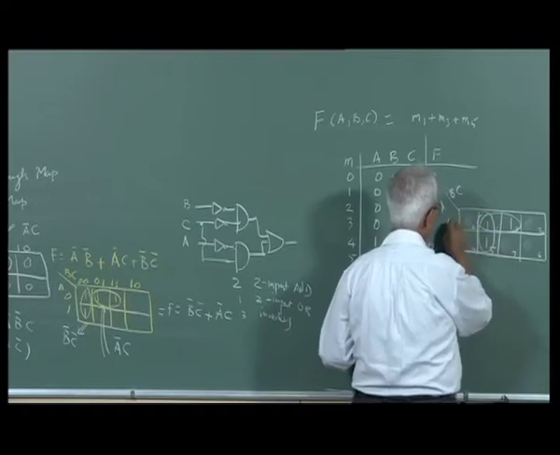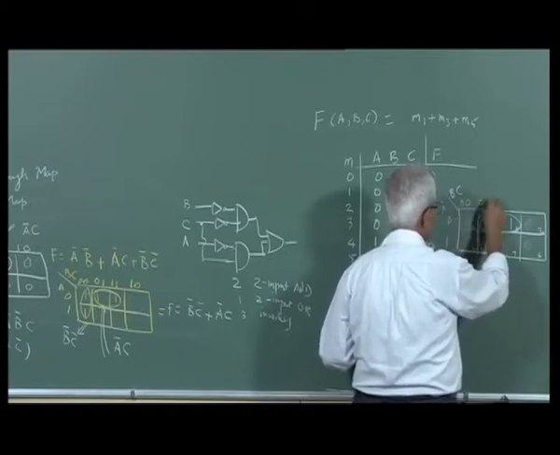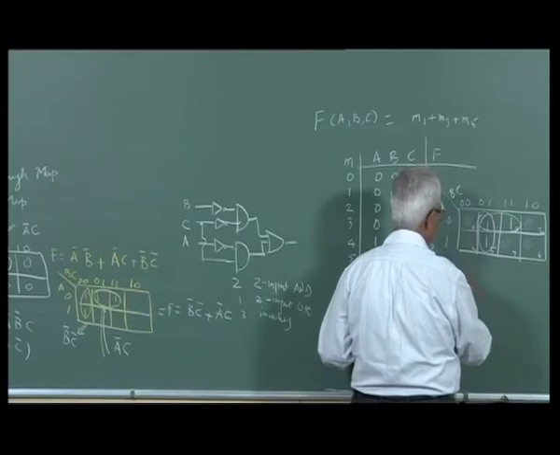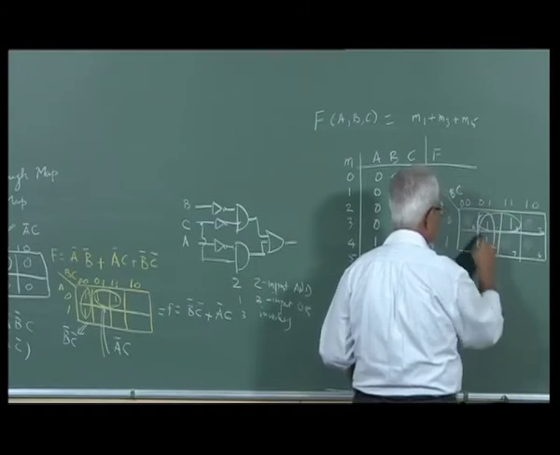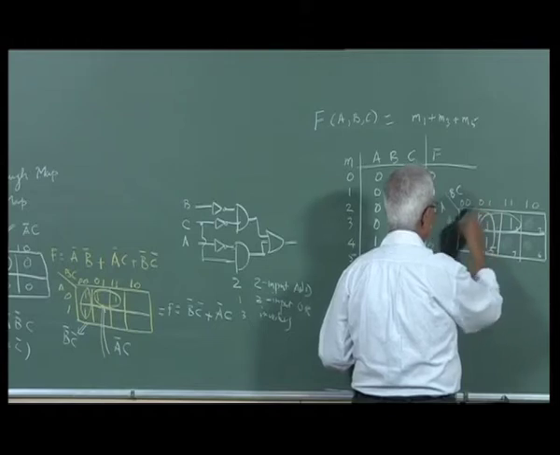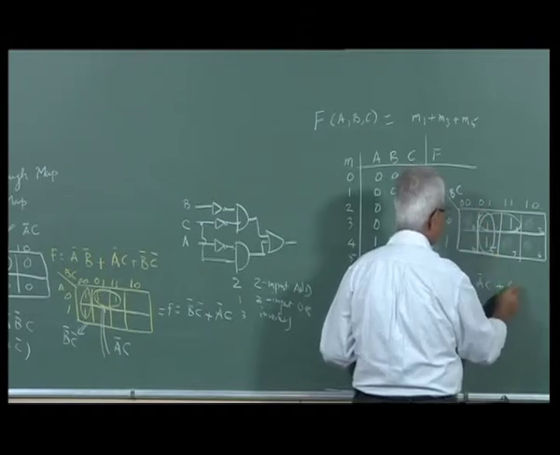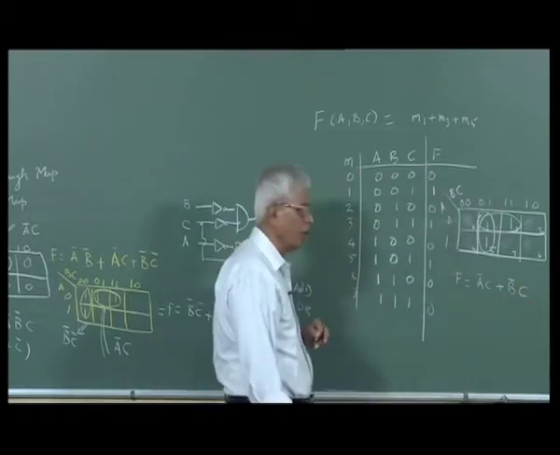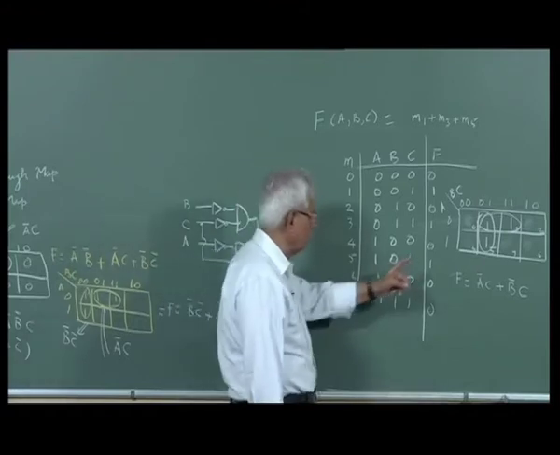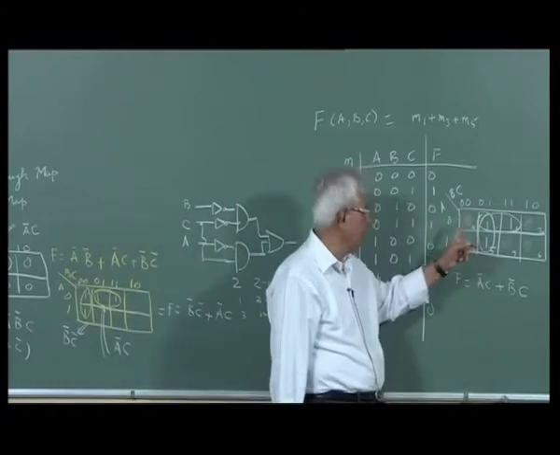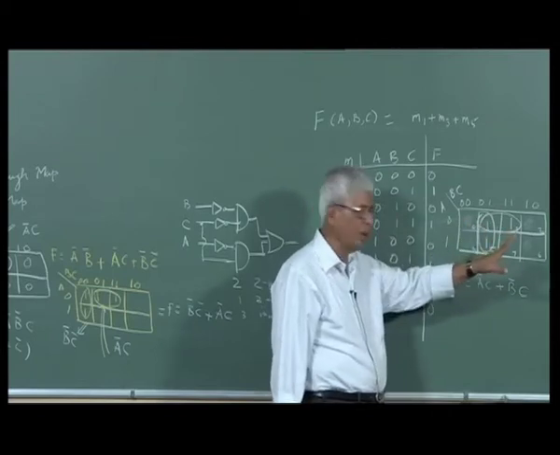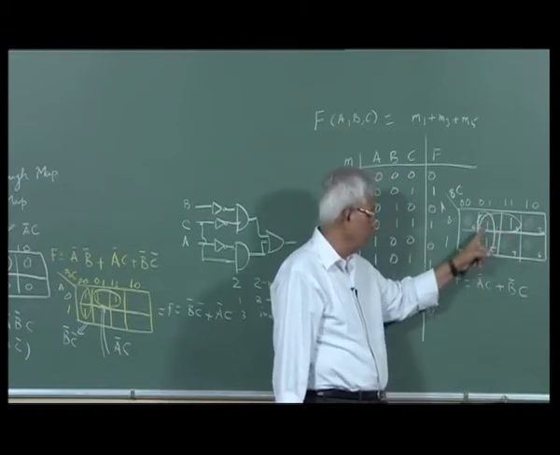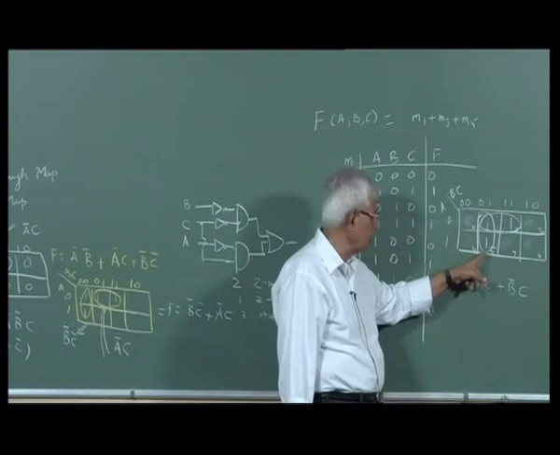This is A bar C. This is B bar C. This is where I am telling you that covering more than once is required. There are only 3 terms. If I do it this way, I have covered these 2 ones. Now these 2 ones I cover this way, I get 2 terms.